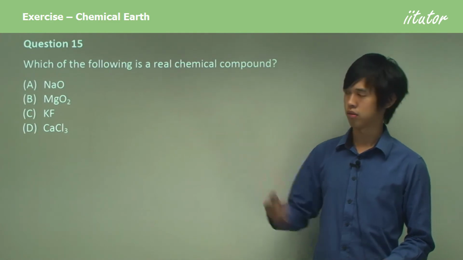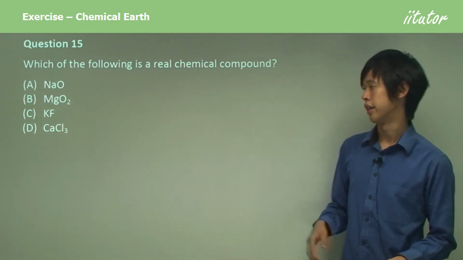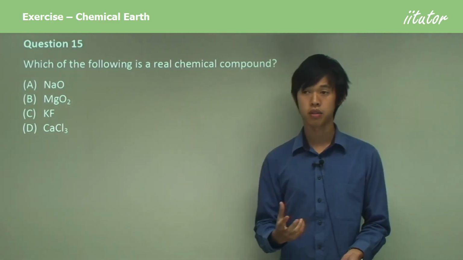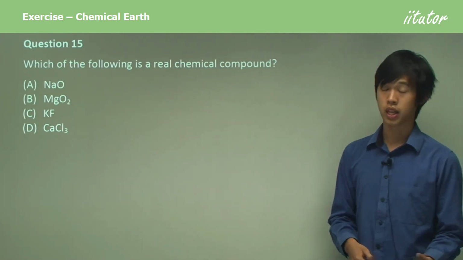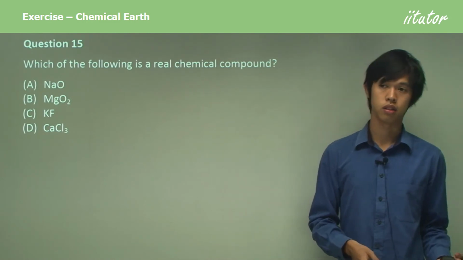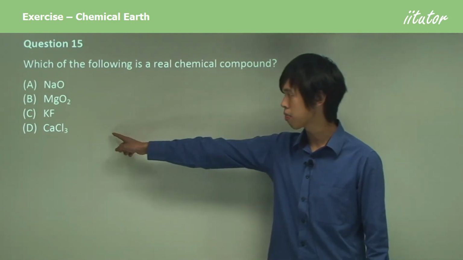Calcium trichloride. Well, calcium can give away 2 electrons, but chlorine needs 1 electron. But 3 chlorine atoms would need 3 electrons. So we're again 1 electron short. It's not D.